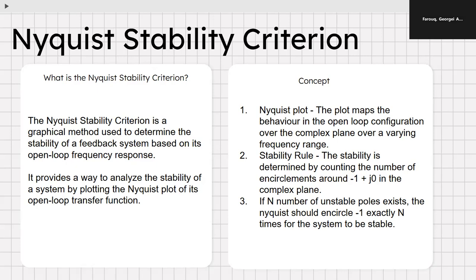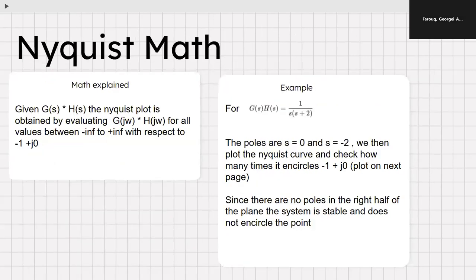There's a stability rule which says that the stability is determined by counting the number of encirclements of this plot around -1 plus j0 in the complex plane. If n number of unstable poles exists, the Nyquist plot should encircle -1 plus j0 exactly n times for the system to be stable. So this means that given G(s) times H(s), the Nyquist plot is obtained by evaluating G(jω) times H(jω) for all values between -infinity and +infinity.